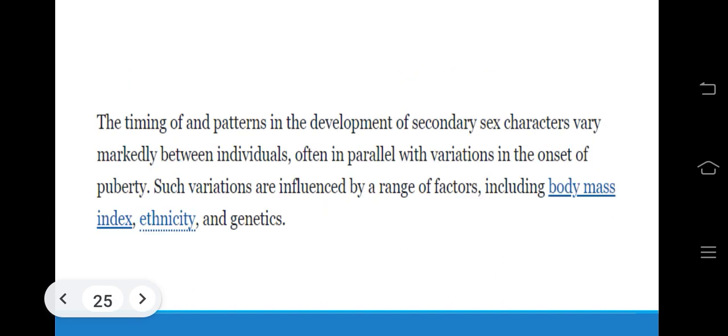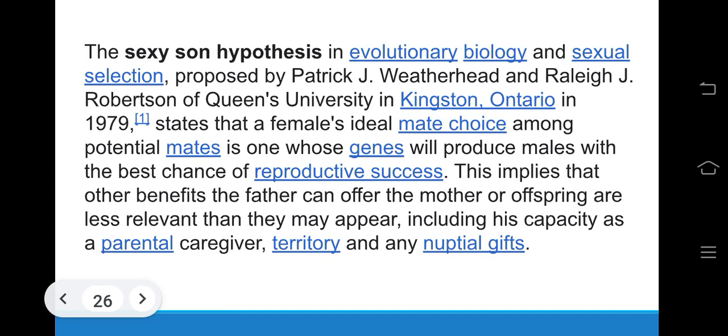The timing and patterns in the development of secondary sex characters may vary markedly between individuals, often in parallel with variations in the onset of puberty. Such variations are influenced by a range of factors, including body mass index, ethnicity, and genetics.